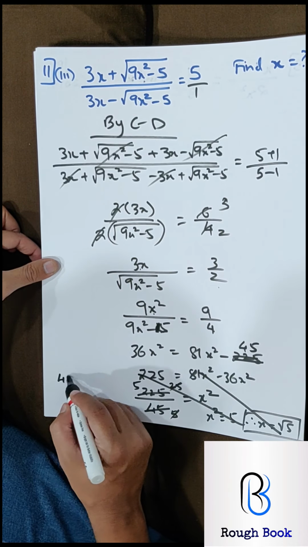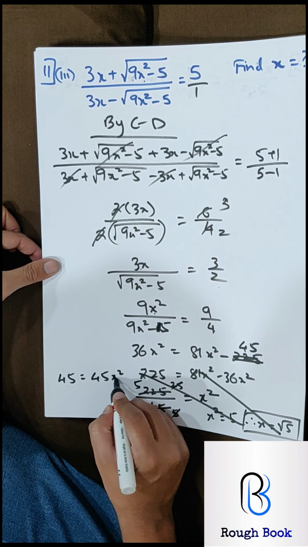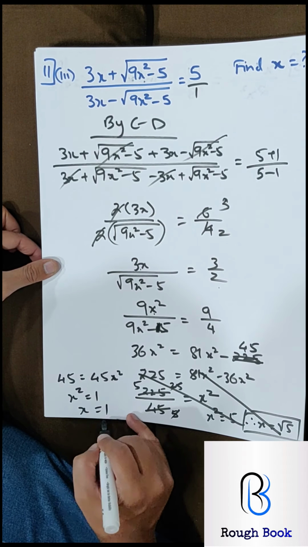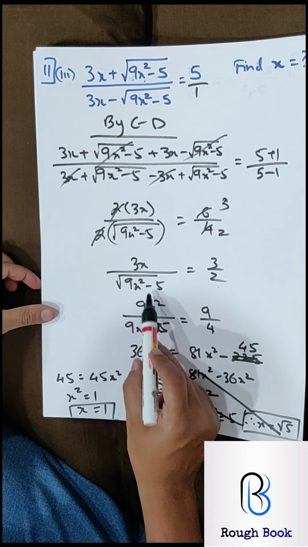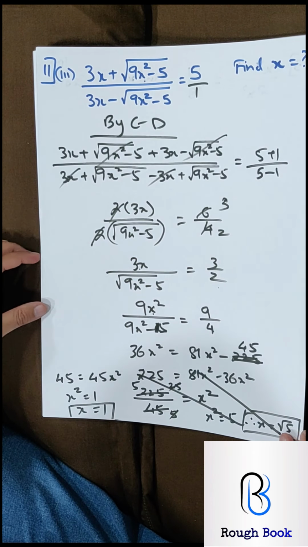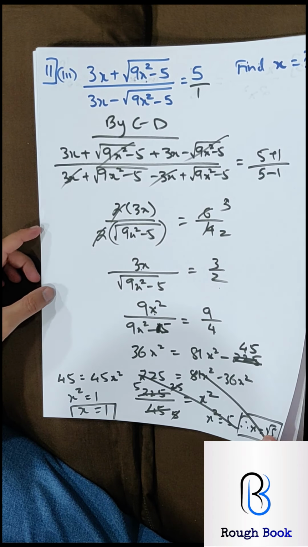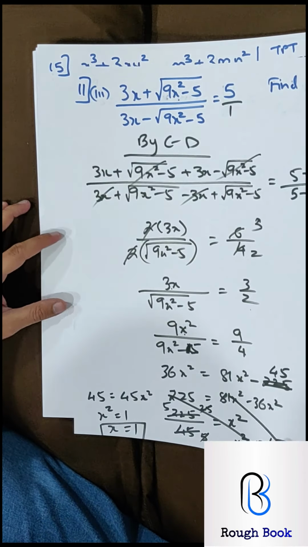45 coming on this side, and 81 minus 36 is 45x square. So here when I divide by 45, x square is 1. So my answer for x should be 1. Yeah, just a small error. See, I squared it and everything, I messed up. So I am not deleting anything, I am keeping all these mistakes in the video. So you also learn from my mistakes, and we happen to make no mistakes in the boards then. Yeah, I hope we are clear with this.